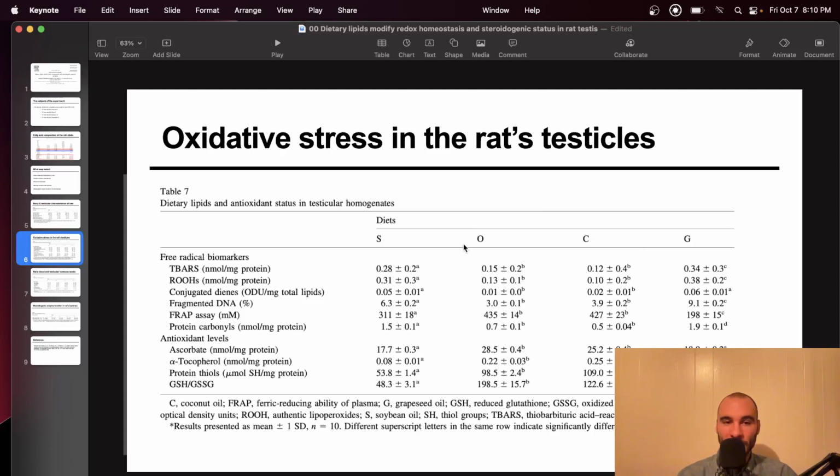So overall, what we're seeing with this picture is a much higher amount of lipid peroxidation, damaged proteins and apoptotic cells inside the soybean oil and the grapeseed oil groups compared to the olive oil and coconut oil groups, which have much higher amounts of antioxidant compounds like vitamin C, vitamin E, the protein thiols, and glutathione. So overall, so far, in terms of oxidative stress, if you don't want to explode your testicles, if you're a rat, I guess, then olive oil and coconut oil would be the way to go.